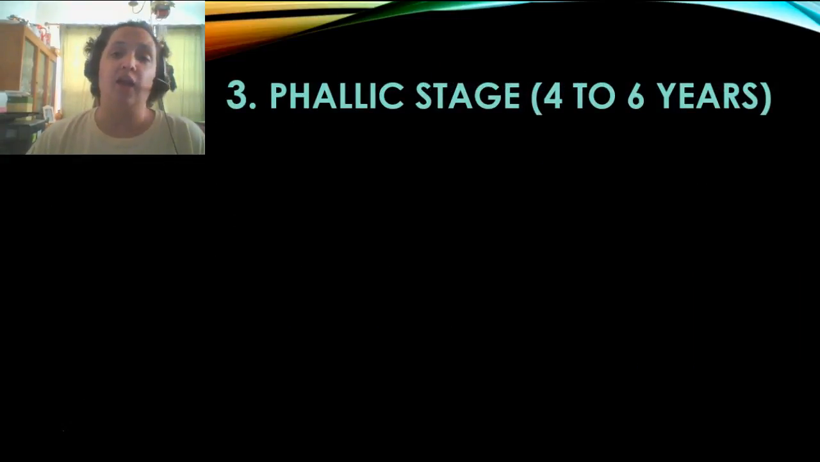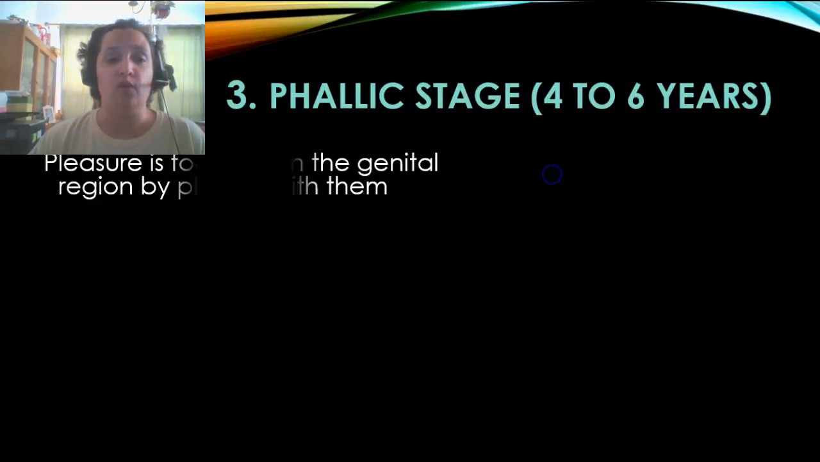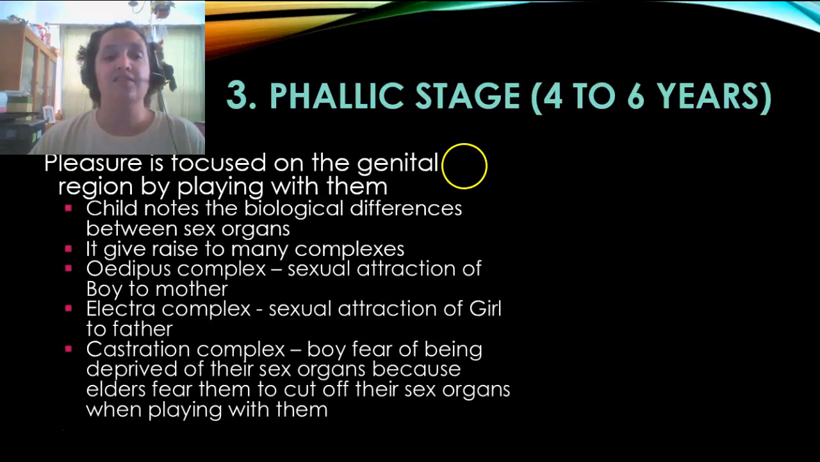The phallic stage comes between ages 4 to 6, according to Freud, and this is that children find pleasure in focusing on the genital region. They play with this area. If you think about the fact that children have to discover their hands and their feet, it kind of makes sense that we go through a discovery process about our own body, including our genital area. Children start to notice that men and women have different sex organs.